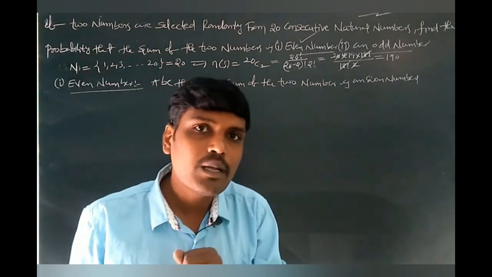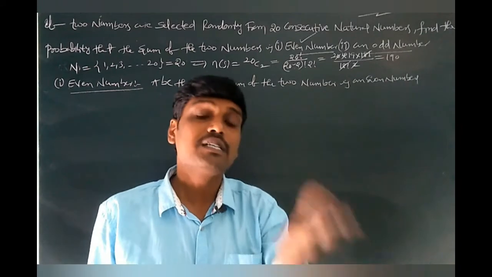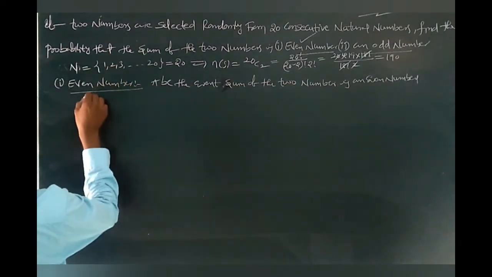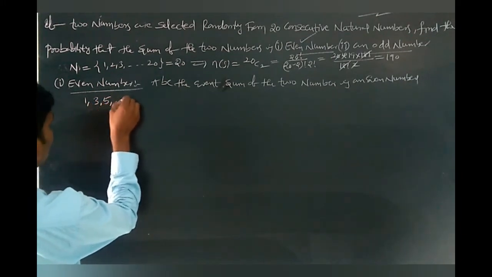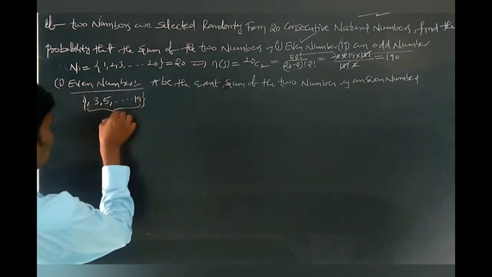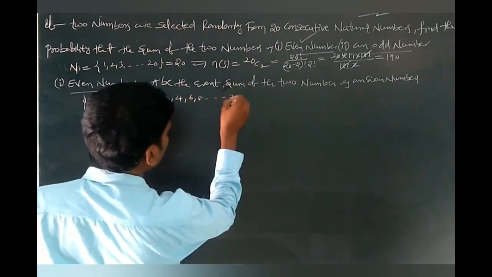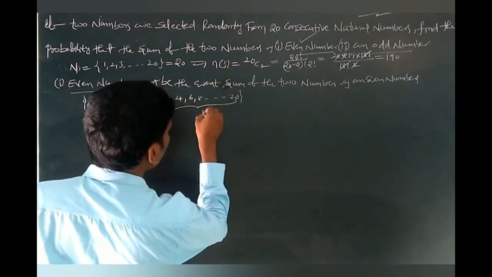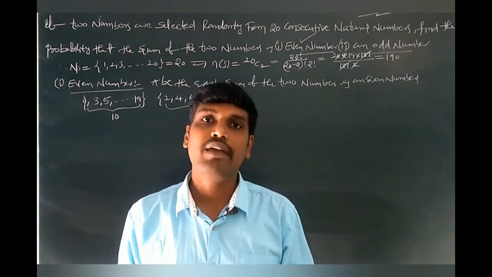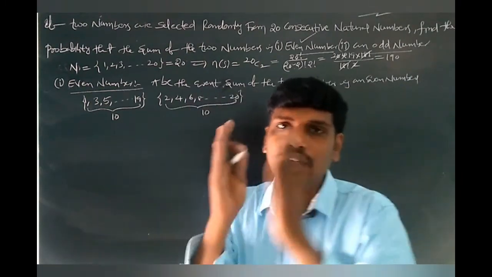What is the sum of the two numbers here? The sum of two even numbers is also even. The sum of two odd numbers is also even. Here you can write 1, 3, 5, 7, and so on, up to 19. These are the odd numbers, and there are 10 of them. Similarly, 2, 4, 6, 8, and so on, up to 20. These are also 10. In 20 consecutive natural numbers, there are 10 even numbers and 10 odd numbers.